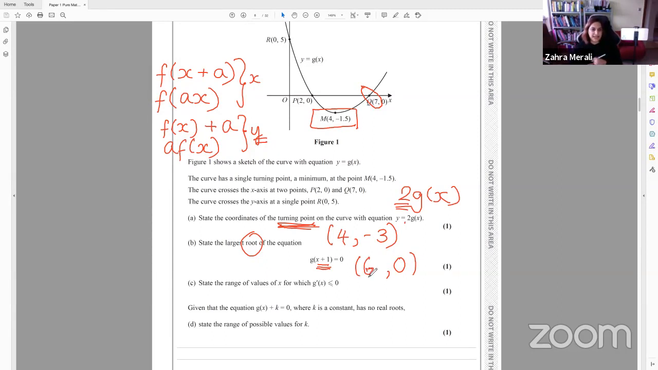And then it says state the range for when g dash x. So that's just a fancy way of saying the gradient. So if you see this dash, it's not the inverse, it's the differential. So it's the gradient. So it's asking you to say, when is the gradient less than or equal to 0? So when is it negative?